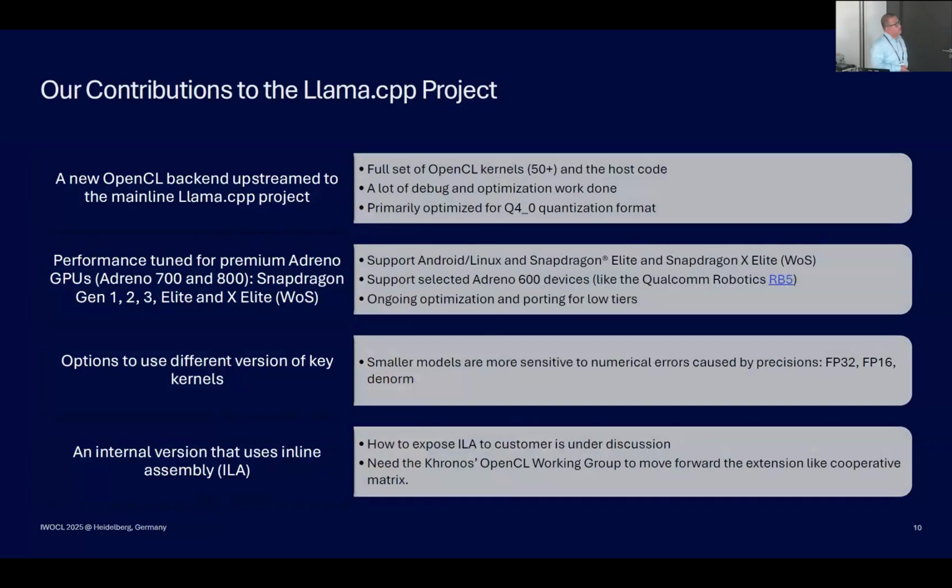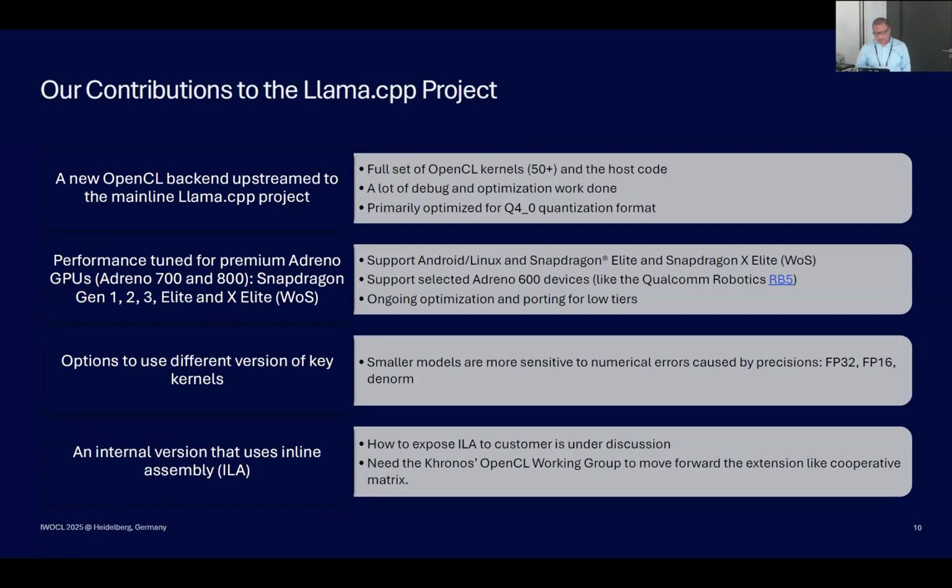Here's a summary of our contribution to the Llama.cpp project. We have a completely new OpenCL backend upstreamed to this project. We contributed more than 50 kernels, including host code, and did a lot of debugging and optimization work. Right now we primarily support the Q4_0 quantization format. The performance is tuned mostly for premium Adreno GPUs, Adreno 700 and 800. For products, you can look at Snapdragon 8 Gen 1, 2, 3, and Elite, X Elite, some running on Windows on Snapdragon.